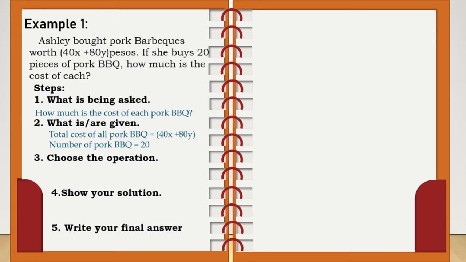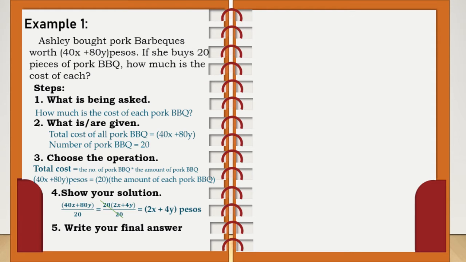Step 2. What are the given? Total cost of all pork barbecue: 40x plus 80y. Number of pork barbecue is equal to 20. Choose the operation. Total cost is equal to the number of pork barbecue times the amount of each pork barbecue. 40x plus 80y pesos is equal to 20 times the amount of each barbecue.